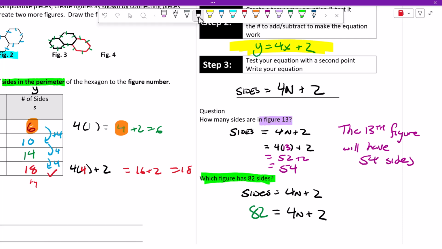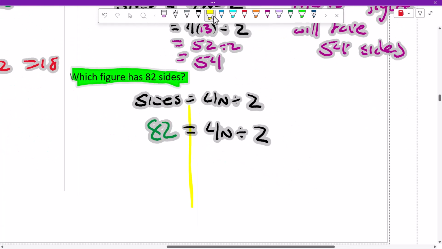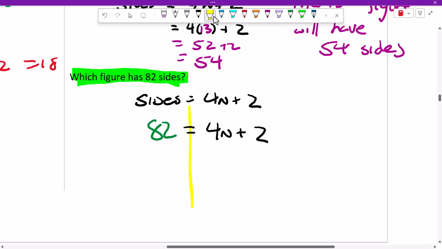So now we need to figure out what n is. So this becomes a question from last chapter. We need to solve for n. We split at the equal sign, and we cover up the side that doesn't have the letter. Would you get rid of the 4 or the 2 first? 2. We will add, subtract, multiply, or divide. Subtract. The 2's go away.